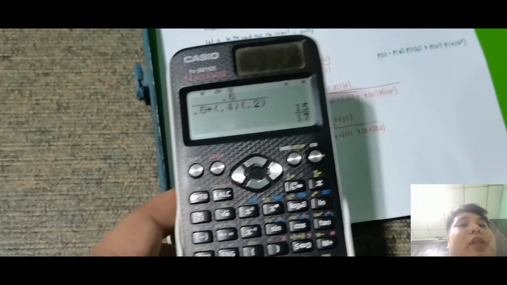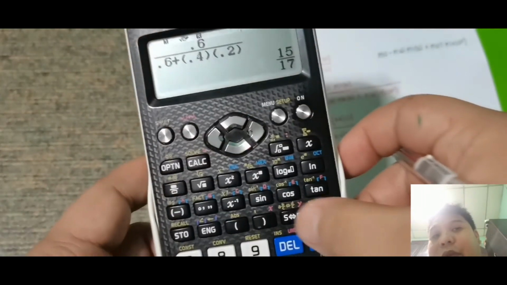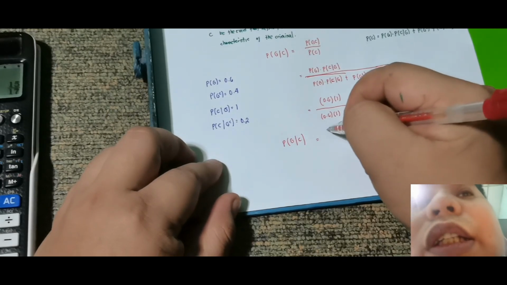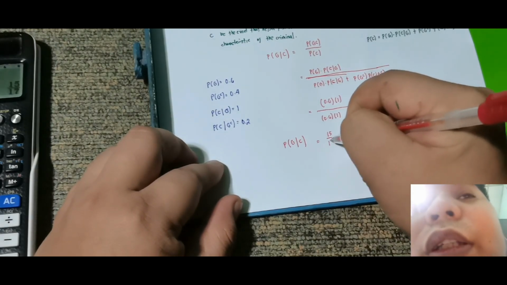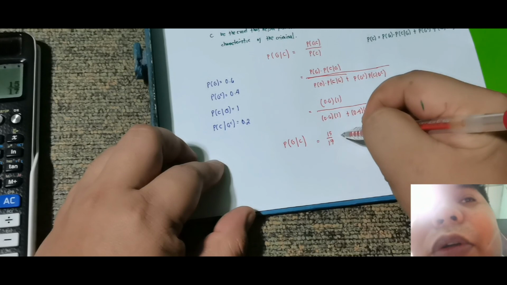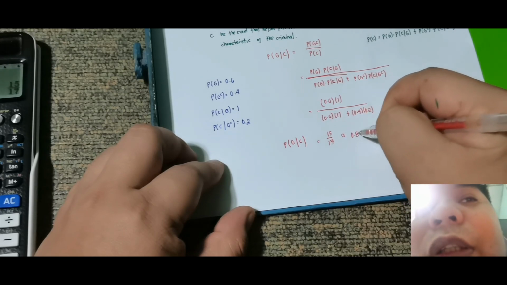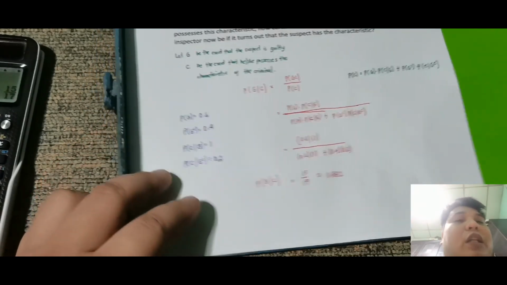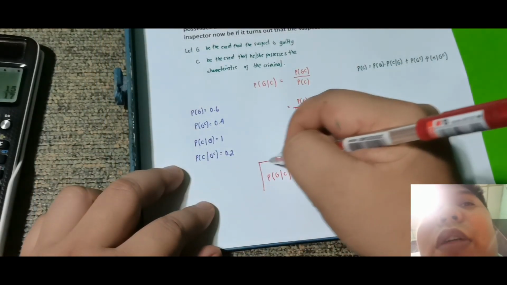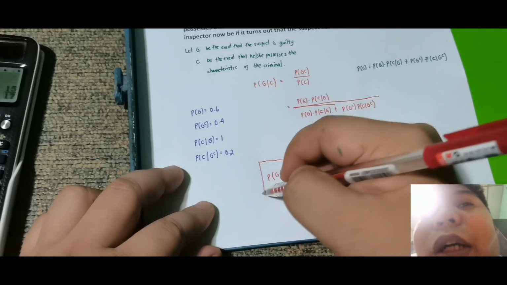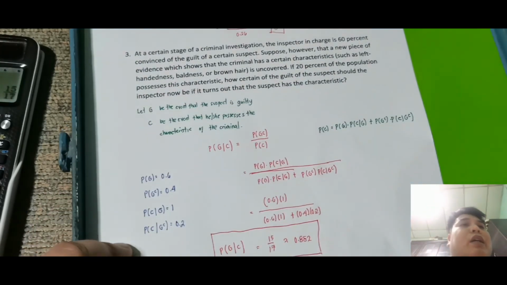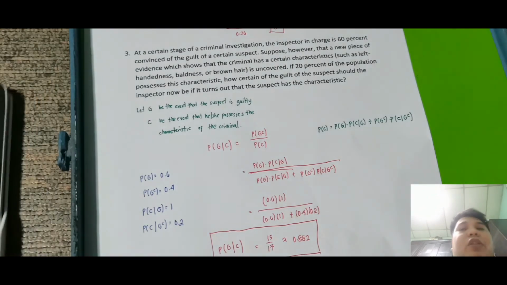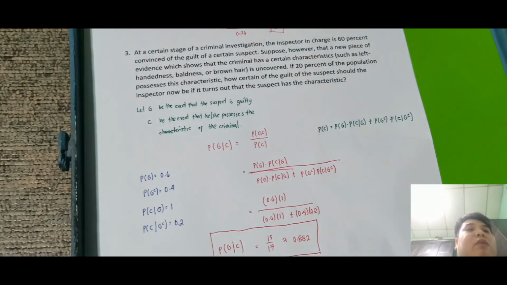Okay, so that is equal sa 15 over 17 or approximately 0.882. So almost 90% siya na sure na siya ay criminal based sa kanyang given. Again, ito ay hindi dapat gawin natin judgment. Ito ay nangyaring scenario. May given na 60% na sure siyang guilty, at the same time, with the fact na ito yung mga given natin na nakuha natin.